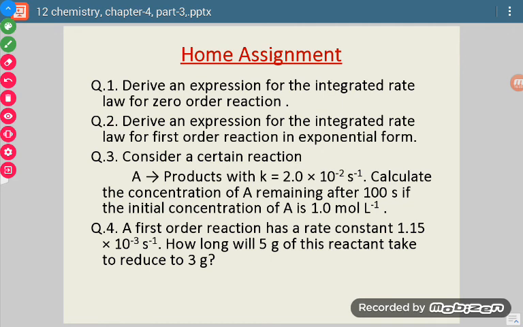Now whatever we have discussed about zero order reaction and about first order reaction, you have to solve these home assignments.